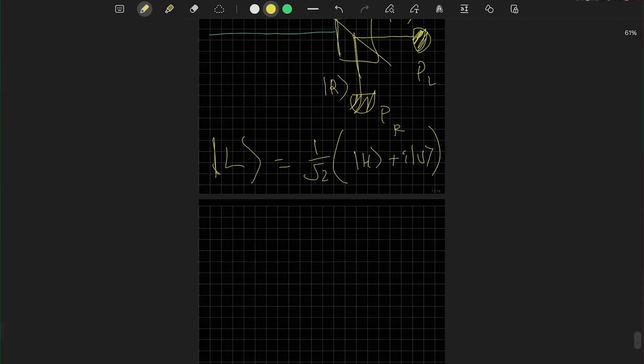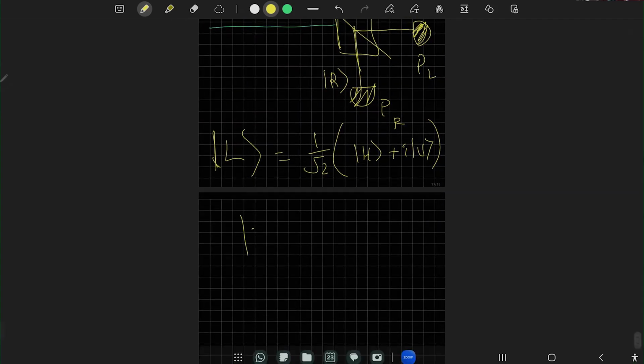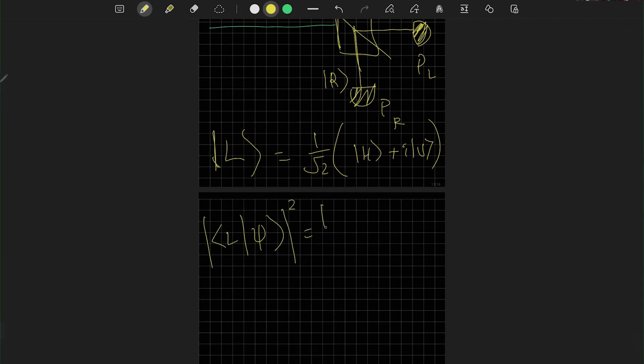So we do another experiment. If I find the overlap of psi with L and take the mod square, I get 1/2 (1 minus 2ab). Oh, sorry, 1 plus 2ab, I think, sine phi. That's what I get if I do the calculation. Do this as homework, please.